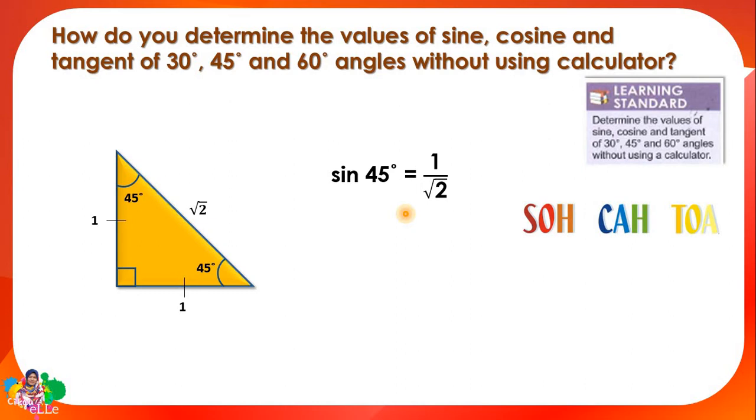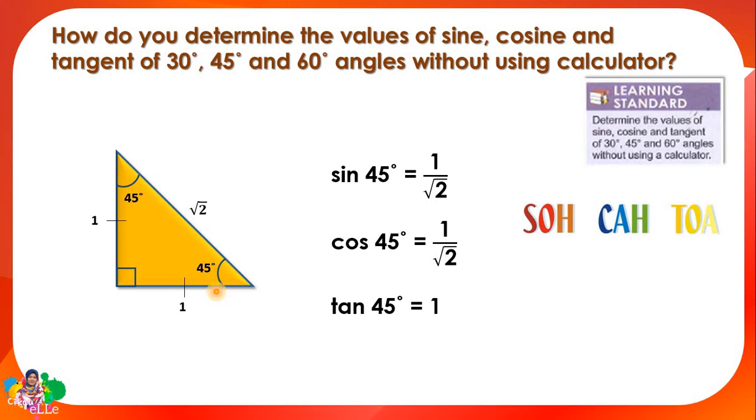Cos 45, cos is adjacent over hypotenuse. Therefore, for cos 45 you also get the same value, 1 over square root 2. And the other one, tangent 45 equals 1 because opposite 1 over adjacent also 1. Therefore, 1 over 1 equals 1.